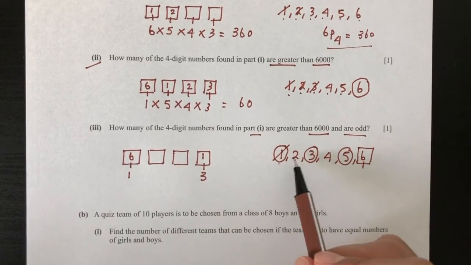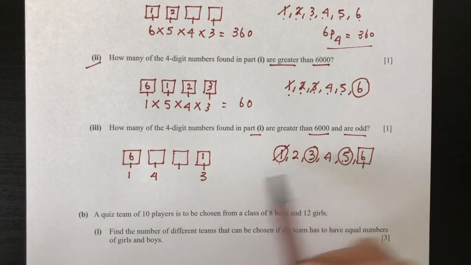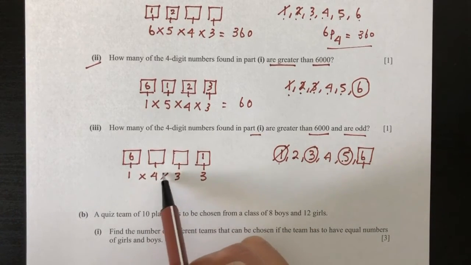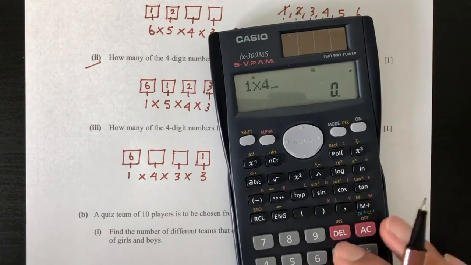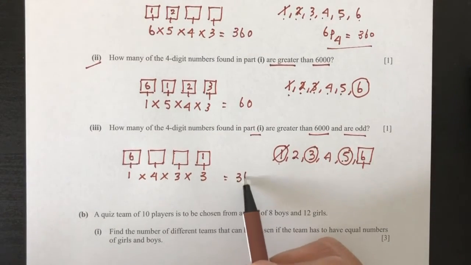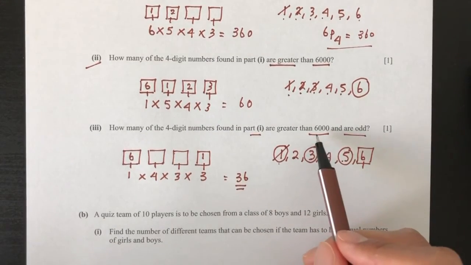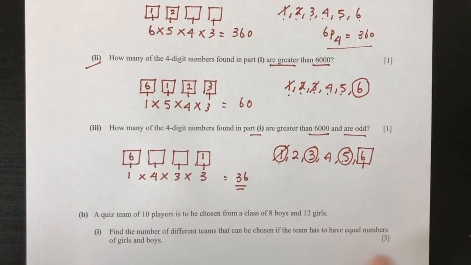Now for the rest, we have 1, 2, 3, 4, so 4. And here we have 3. So your answer is 1 times 4 times 3 times 3, that should be 36. Your answer is 36 numbers that are more than 6,000 and are odd. Okay, so that is part A.